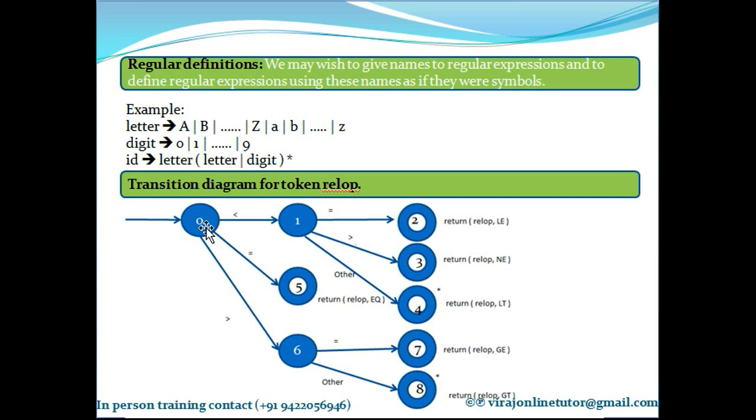If I get an equal to right from the start, then I return that this also belongs to the relational operator token, and EQ is the attribute. Suppose from the starting symbol I get a greater than sign followed by an equal to sign, that means the token is relop and the attribute is greater than equal to.